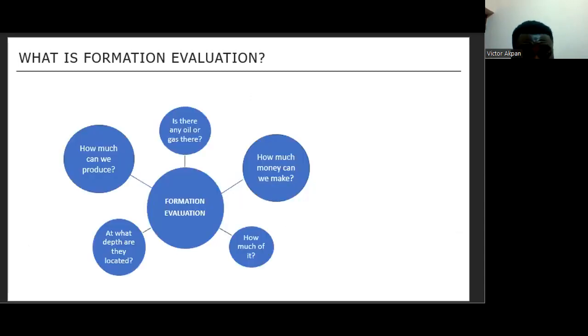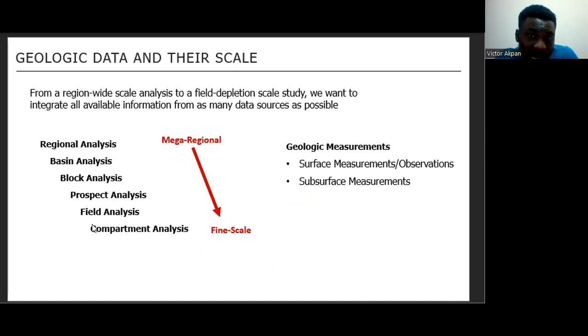So what is formation evaluation? I put together 5 questions that I love to ask myself as a student, and I believe that they guide literally every petrophysicist out there around the world. So these are the 5 legs or 5 questions that must be answered to really evaluate the formation. Number 1, is there hydrocarbon here at all? Number 2, how much hydrocarbon do we have here? Number 3, how much can we produce? Number 4, at what depth is it located? And number 5, very important, how much money can we make from this particular discovery?